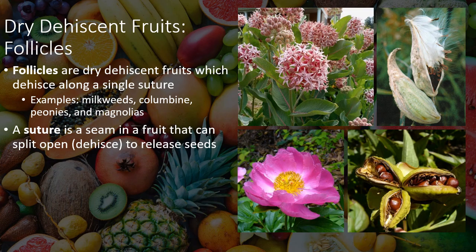And because we have three different ovaries within the flower of a peony, we would actually say that it's an aggregate fruit. We could say that a peony produces a fruit which is an aggregate of follicles, each one splitting open along just one single suture. And in case I didn't say so already, the suture is the seam in a fruit that can split open or dehisce to release the seeds of that plant.